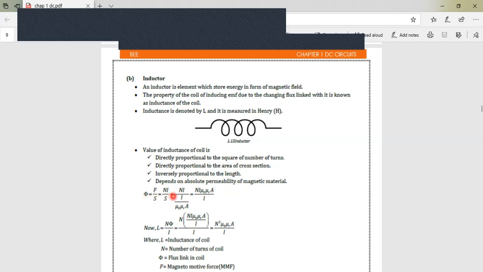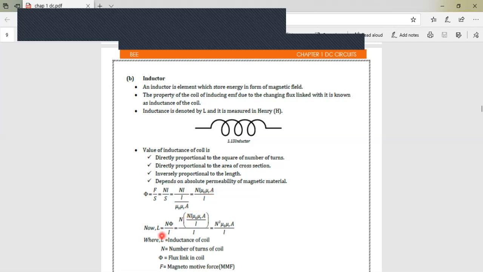See here, S stands for reluctance, N stands for number of turns, I stands for current. So basically, the flux is given by N I by S. But S stands for L upon mu 0 mu r into A. So we can write this as N I mu 0 mu r A upon L.